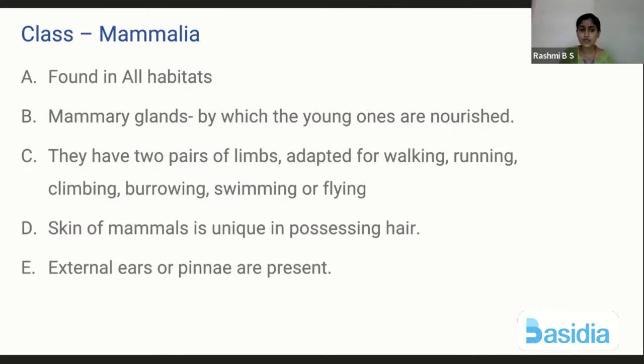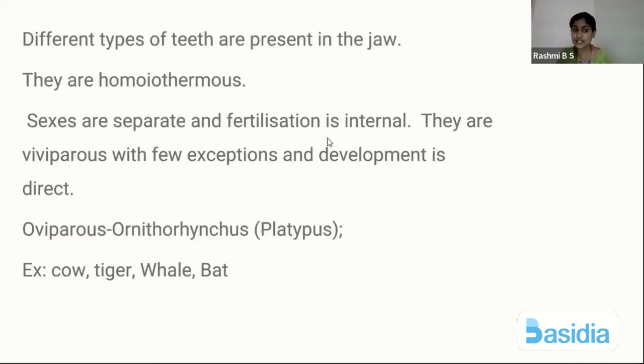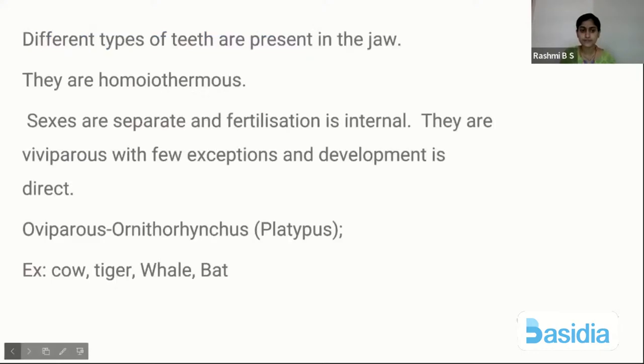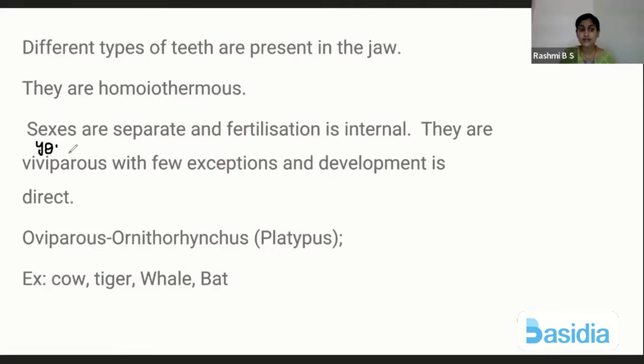Okay. And when it comes to reproduction, sexes are different. Fertilization is internal, and they are viviparous. Viviparous means giving birth to young ones, children. Viviparous means what? Giving birth to young ones. See? Giving birth to young ones.